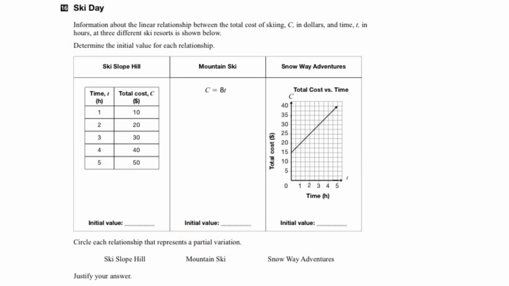Let's start by looking at the first one, ski slope hill. What we can see is that after 1 hour of skiing, it costs us $10. For 2 hours of skiing, it costs us $20. 3 hours, $30. 4 hours, $40, etc. They tell us it's linear, so we know it's a consistent rate of change. And so if we look at the difference between successive amounts, we can see it's consistent. The time goes up by 1 each time, and then the cost will go up by $10 each time.